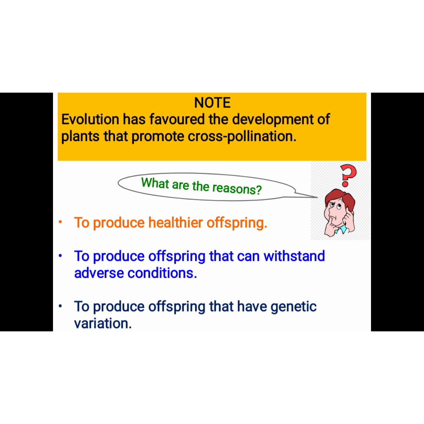Number 2, to produce offspring that can withstand adverse conditions. Number 3, to produce offspring that have genetic variation.